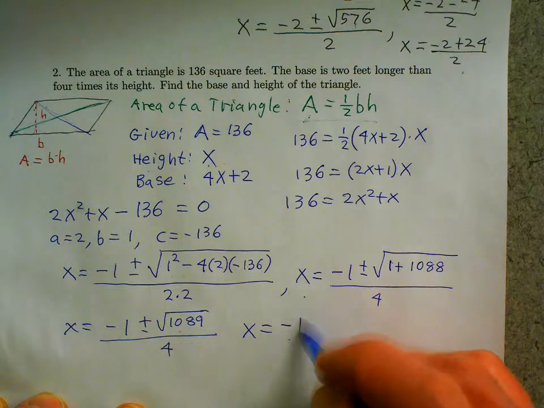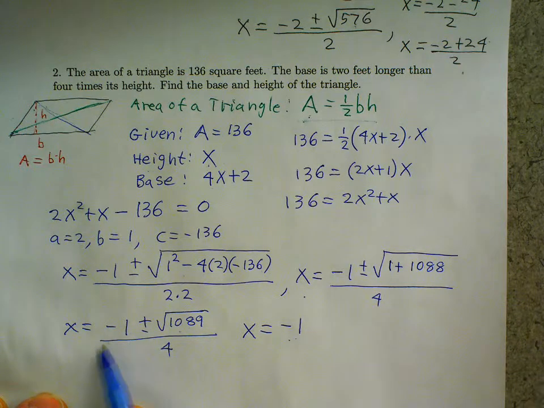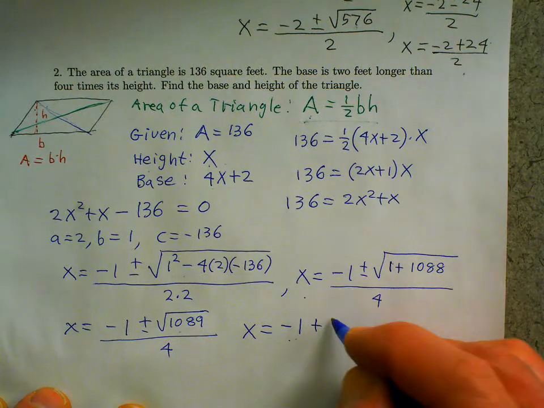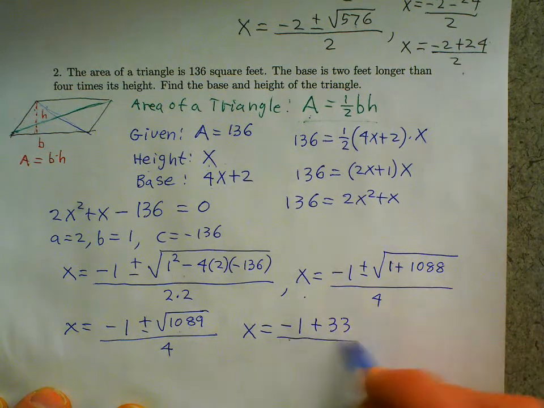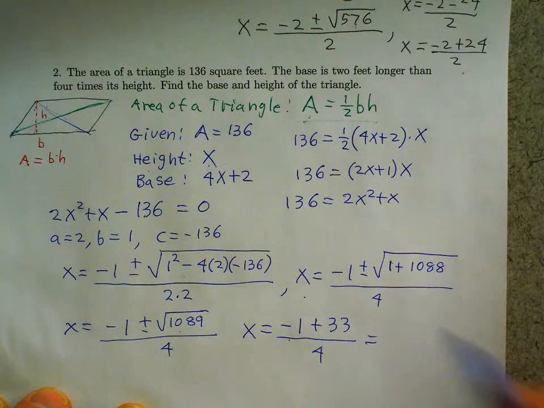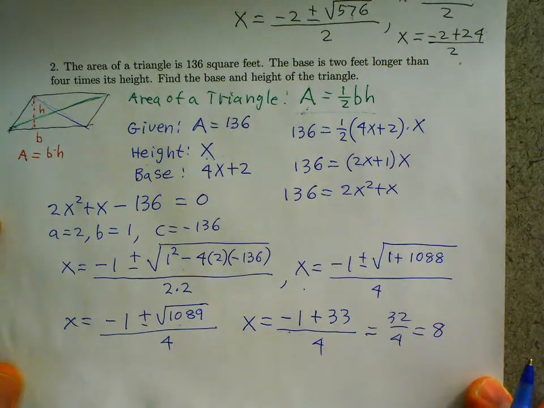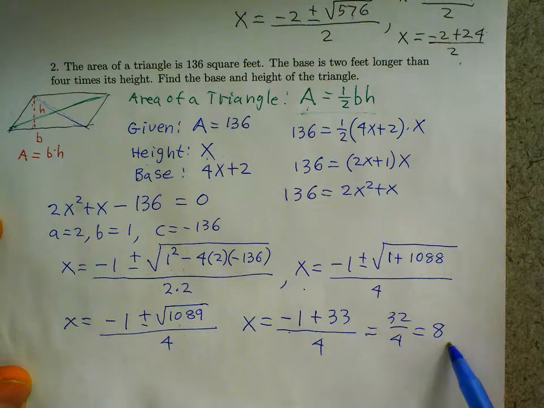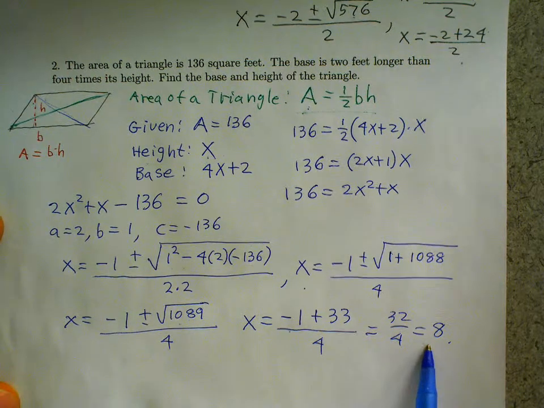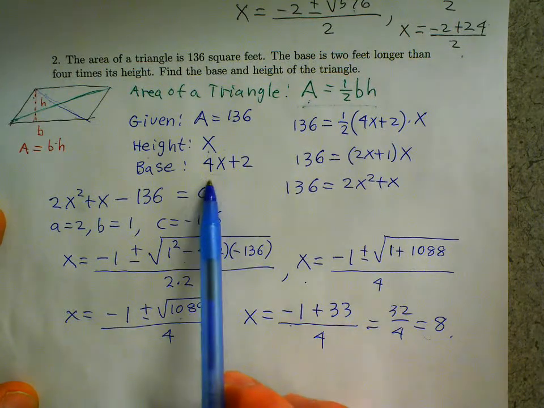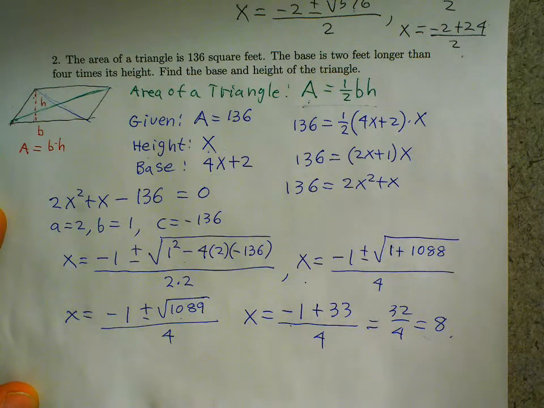So -1. Notice we don't want the negative solution. The -1 minus 33 is negative. We want the positive solution. So x equals -1 plus 33 over 4, or 32 over 4, or 8. All right, so the height is 8 feet, and the base, 4 times 8 plus 2, is 34 feet.